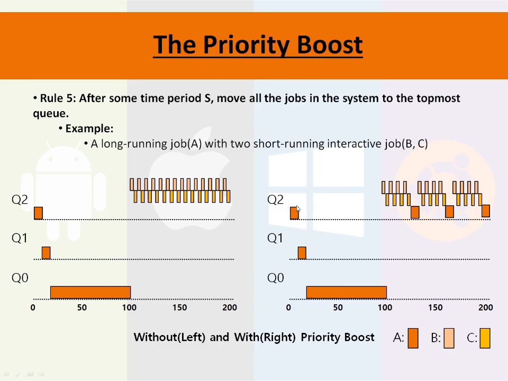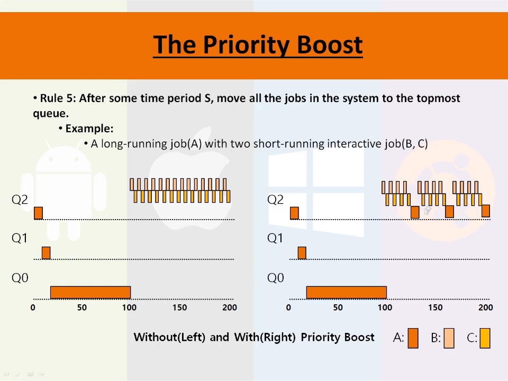So once again, process A started at high priority, then it dropped down because it was using the CPU too much, and it dropped down to this lower band. And B and C were just jumping up and down. And then after a period of time, what we did was, well, we said, okay, let's boost the priority of all jobs and put them in the topmost queue.